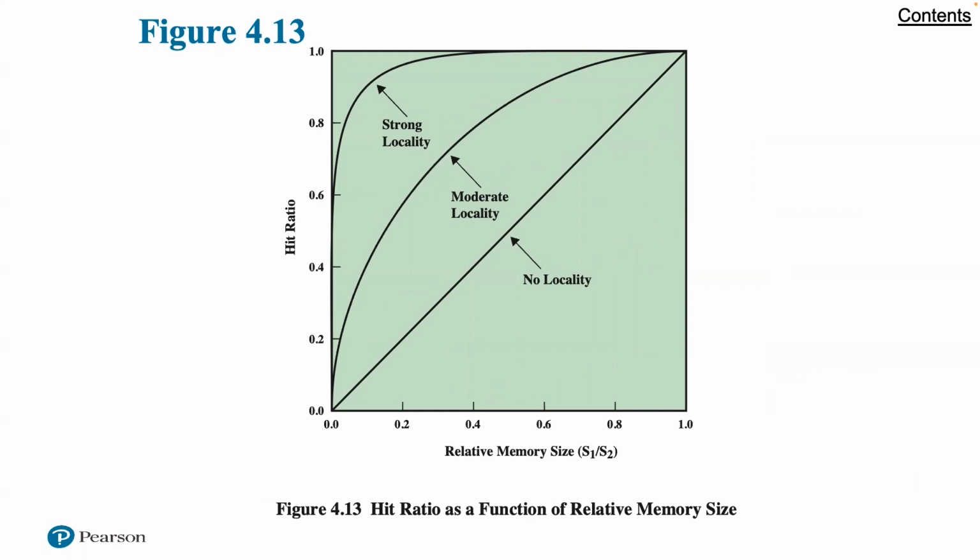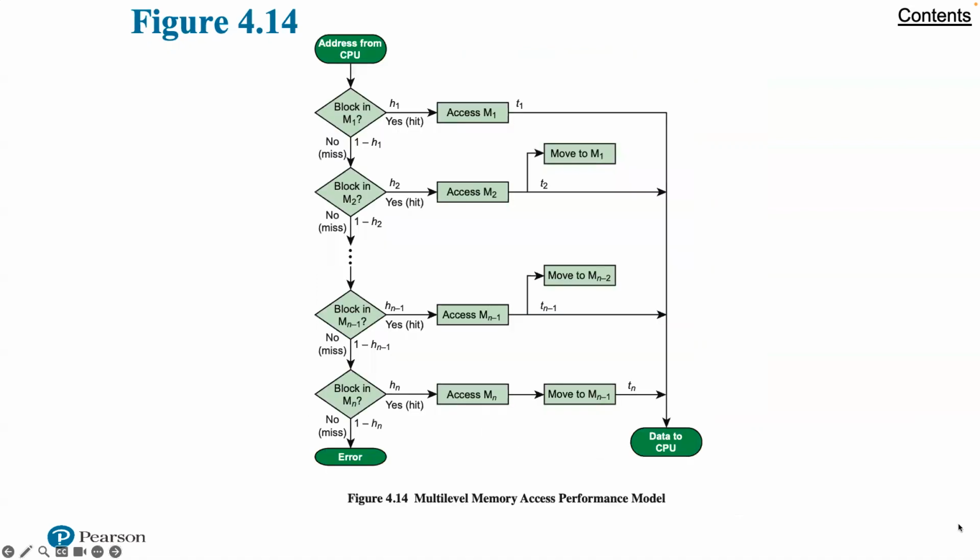Does the relative size of the two memories satisfy the cost requirement? The answer is clearly yes. If we need only a relatively smaller upper level memory to achieve good performance, then the average cost per bit of the two levels of memory will approach that of the cheaper lower level memory. So that would be a good result.